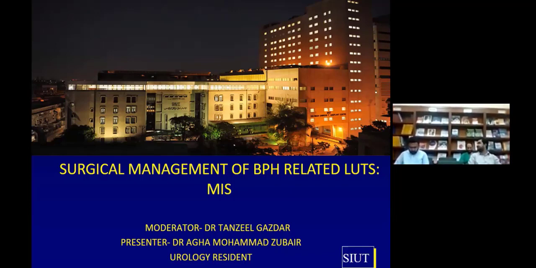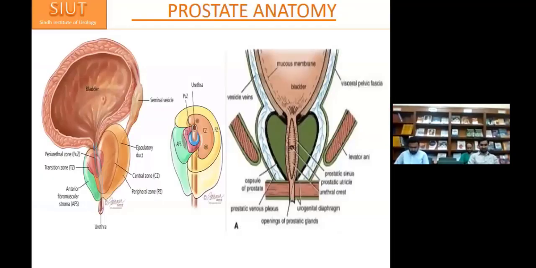Today we are talking about surgical management of benign prostatic hyperplasia related LUTS, minimal invasive surgery. So, a brief recall of prostate anatomy. It has three zones: transition zone, peripheral zone, and central zone. And in BPH, the transition zone is hypertrophied.